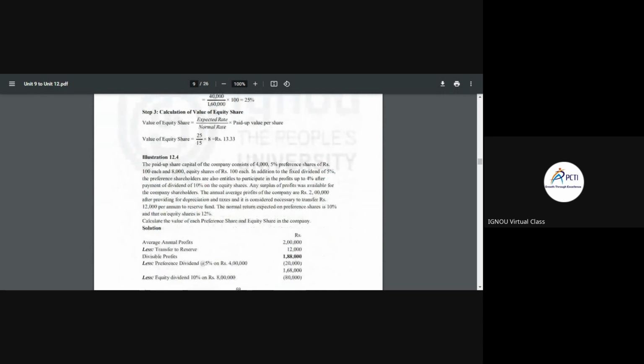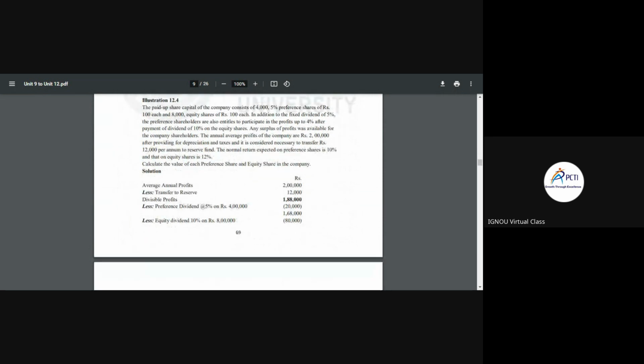Again, we have an illustration. The paid up share capital of the company consists of 4,000 5% preference shares of rupees 10 each and 8,000 equity shares of rupees 100 each. In addition to the fixed dividend of 5%, the preference shareholders are also entitled to participate in the profit up to 4% after payment of dividend of 10% on the equity shares. So any surplus of profit is available for the equity shareholders.